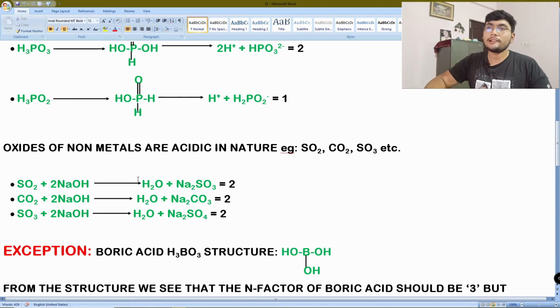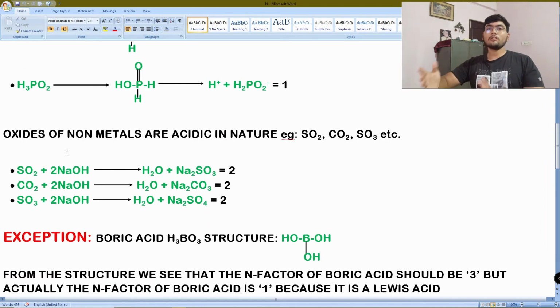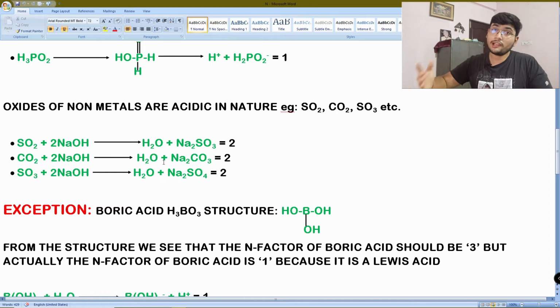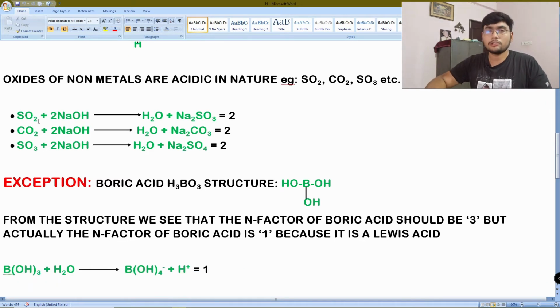Now let us see further. You might also know that the oxides of non-metals are acidic in nature. Now here we are talking about the n factor of acids, so we should also include the oxides of non-metals because they are acidic in nature. Oxides like sulfur dioxide, carbon dioxide, sulfur trioxide. Let us see what the n factor of these molecules is.